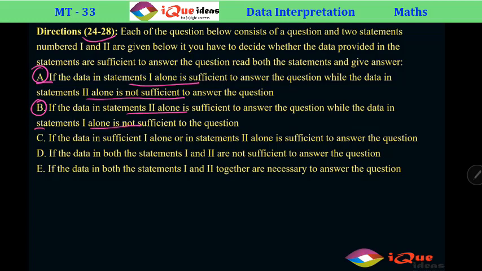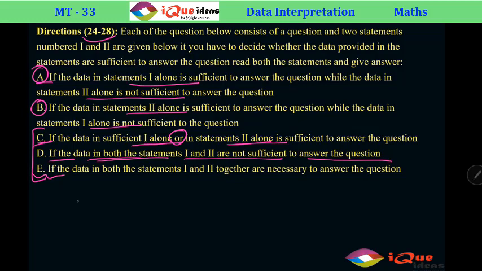Now here there is a difference. Earlier we had a different definition, here we have a different definition. It says C will be marked only when statement 1 alone is sufficient or statement 2 also alone is sufficient. So earlier it was option D, now it is option C, right? And earlier what was E, now it is D: data in both the statements 1 and 2 are not sufficient to answer the question. And what we had earlier as C, now it is E.